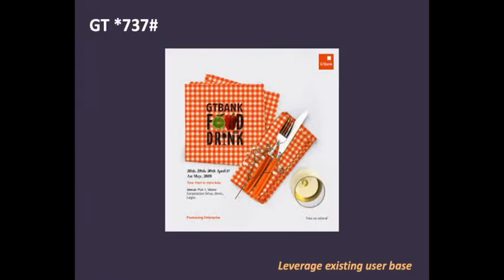Now, another example is 737. A lot of people think I'm going to use the 737 song, which is very catchy, but it's not a growth hack. That's marketing, right? What GT did that was brilliant was leverage their existing user base. So they set up this food and drink festival, which has become one of the largest in the country. And they basically said, we're going to enroll all the merchants in 737.